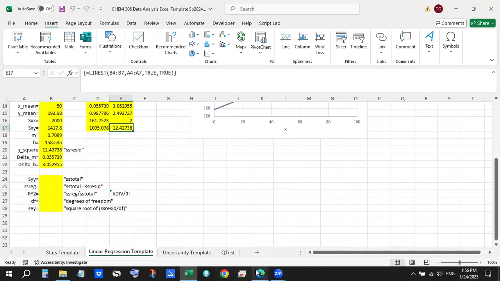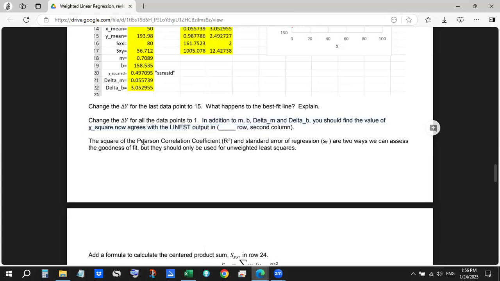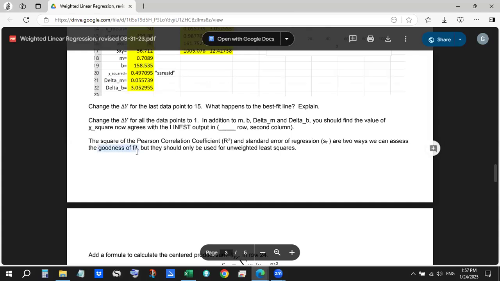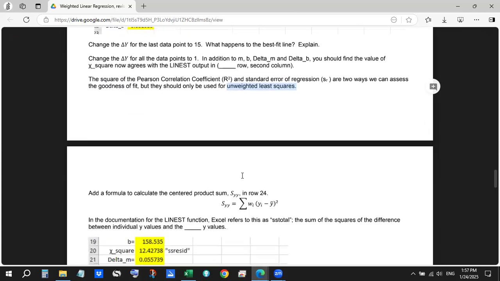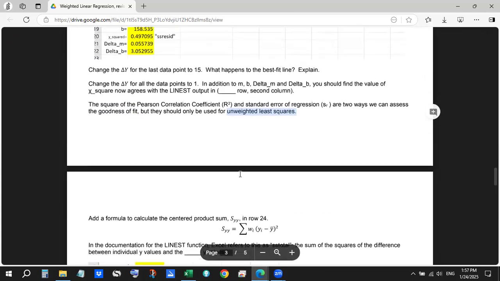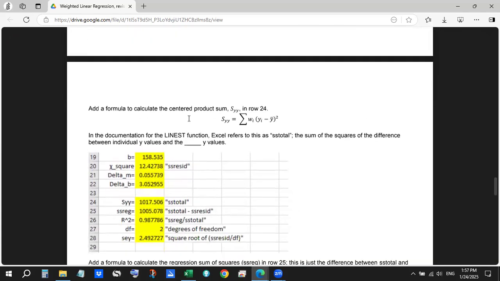All right. So what else do we need to do? We can calculate the Pearson correlation coefficient, the square of it, so R squared, and the standard error of regression, S of R. These are two ways that we can assess the goodness of fit, how well the line fits the data. But these really should only be used when you're doing unweighted least squares. If you really need this information, just use LINEST.